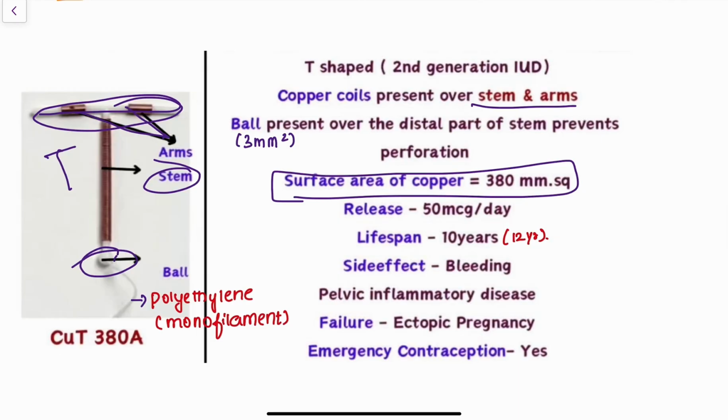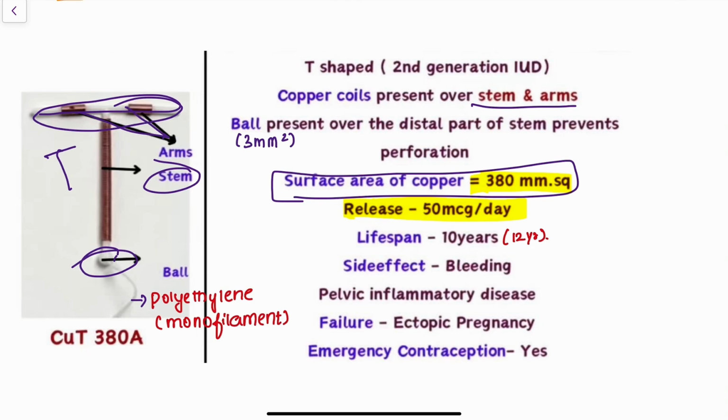And this copper T, once inserted inside the uterine cavity, is going to release copper every single day. It is going to release about 50 microgram of copper per day. So every day 50 microgram of copper is released from this copper T once it is inserted inside the uterine cavity. Clear? Yes.